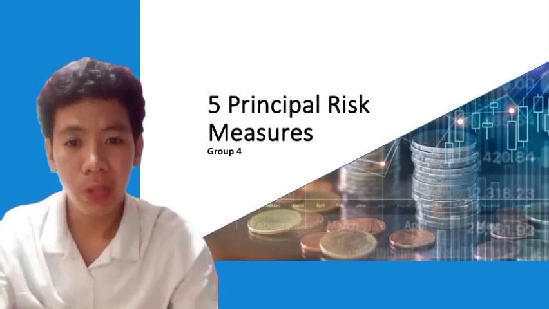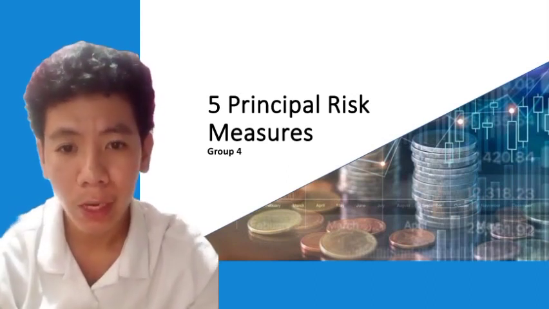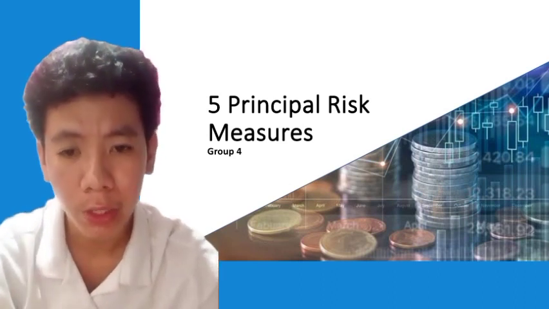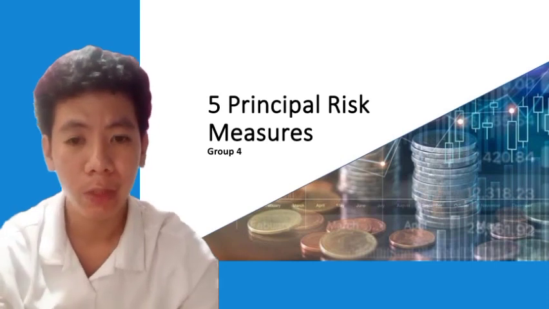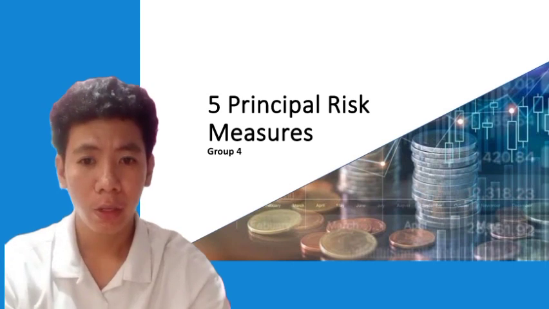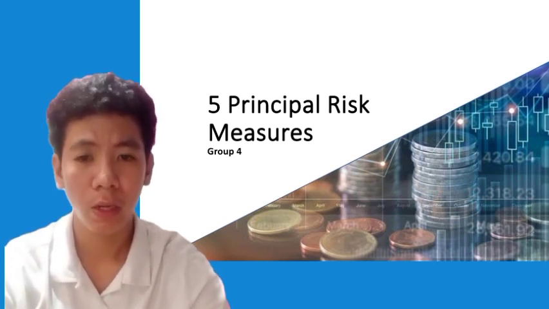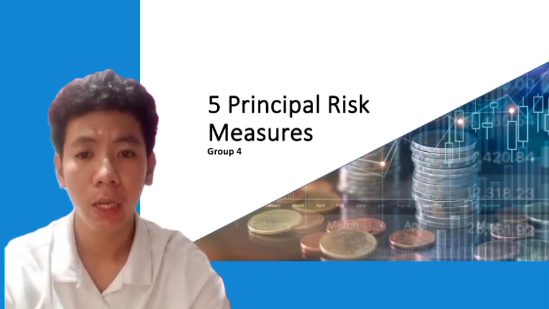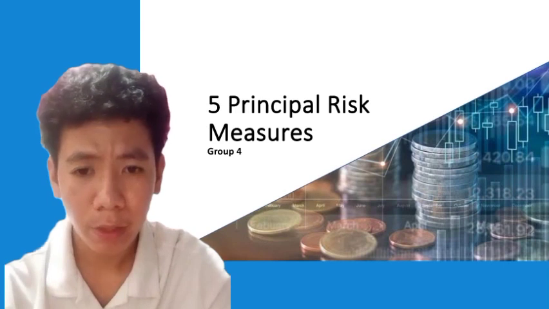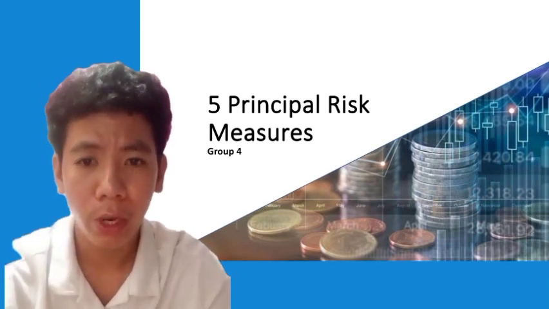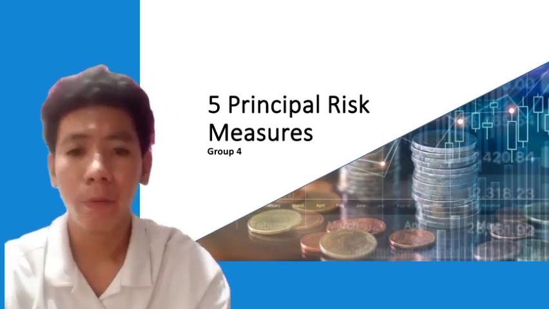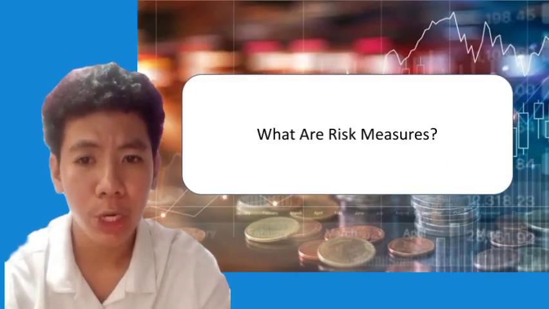This topic is done by group, so we divided the task among our members, and each member has a part to discuss. As said a while ago, our topic is risk measure and reduction, and I will discuss the first principle. These are the five principle risk measures and how they work. First, we are going to define what a risk measure is.